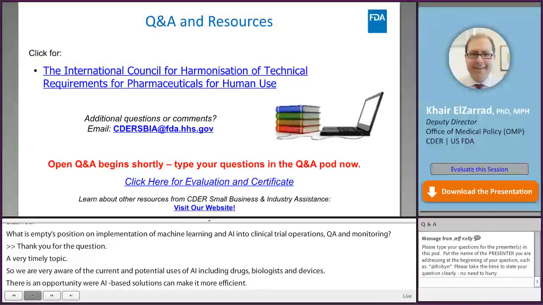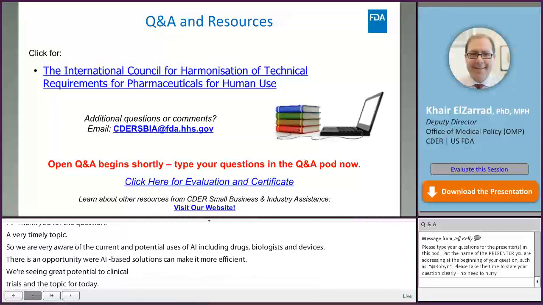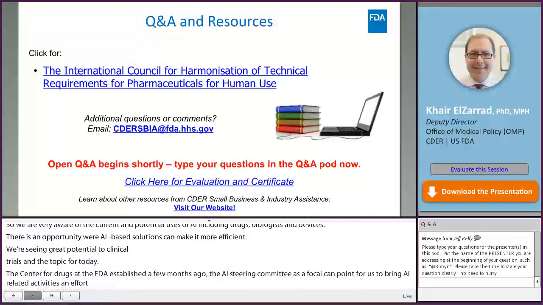The Center for Drugs at the FDA established a few months ago the AI Steering Committee, the Artificial Intelligence Steering Committee, as a focal point for us to bring the AI-related activities and efforts together and try to understand the training needs for our staff. So it's very much a subject that we're very keenly aware of, and we're very interested in also making sure that these innovations are facilitated in an appropriate manner.